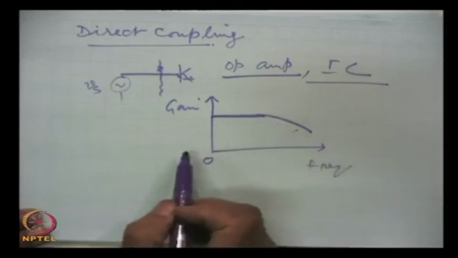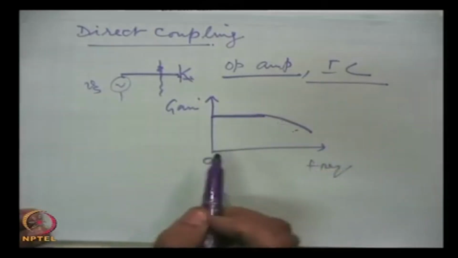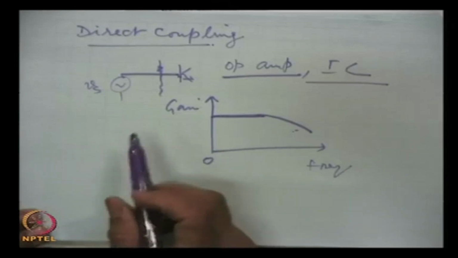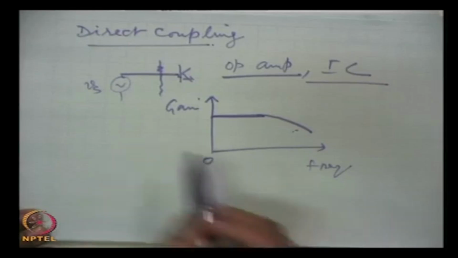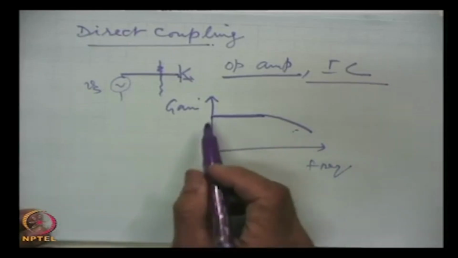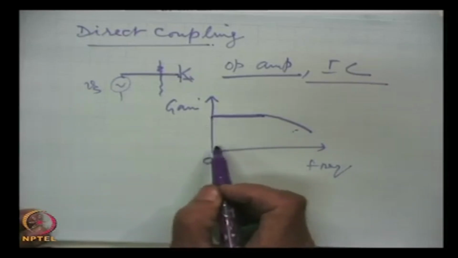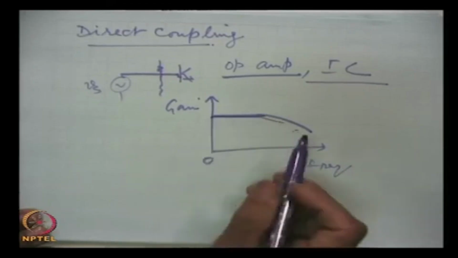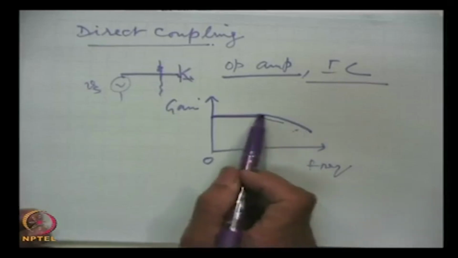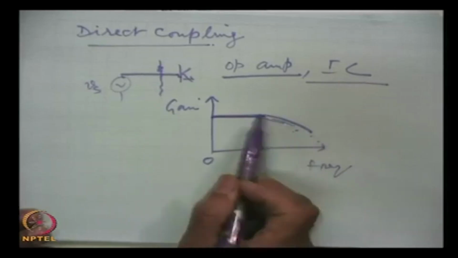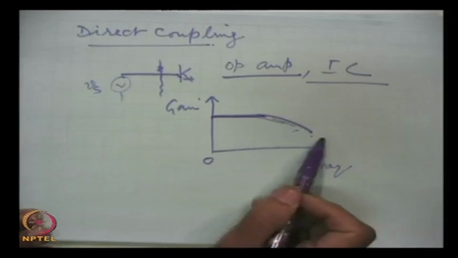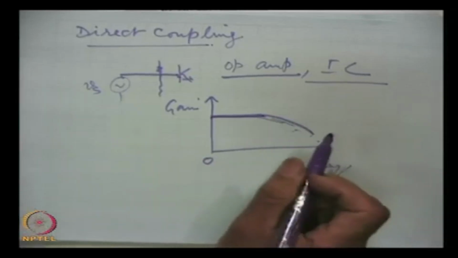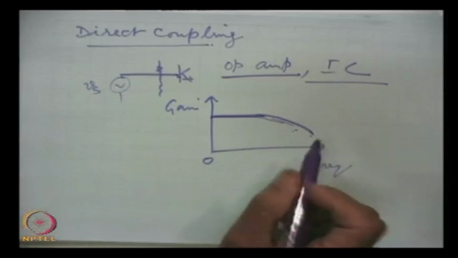There are two advantages. There is no need of a capacitor, so capacitor formation in an IC will not be required. The other thing is that there is no limit on the lower frequency; right from DC to higher frequencies you can couple. Of course, at very high frequencies, beyond the mid band, the cutoff will be there, and that is because of the junction capacitances.